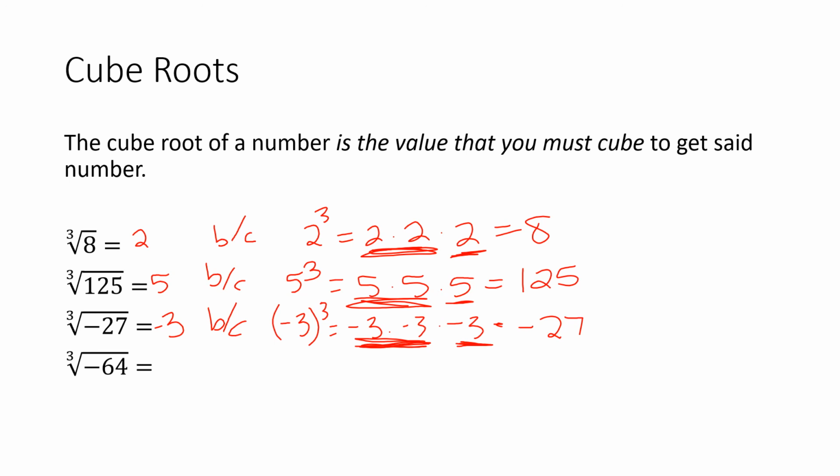Okay, so that means on the last one here, the cube root of negative 64 would have to be negative 4. And the reason why this works is if you take negative 4 to the third power, so that would be negative 4 times negative 4 times negative 4. Well, negative 4 times negative 4 would be a positive 16, and 16 times negative 4 would be negative 64. So the cube root of negative 64 is negative 4 because negative 4 to the third power is equal to negative 64.